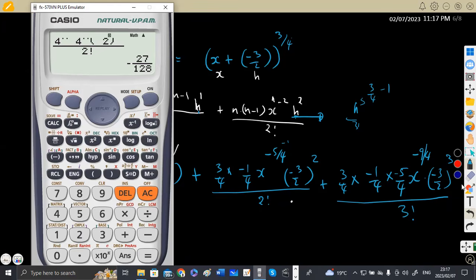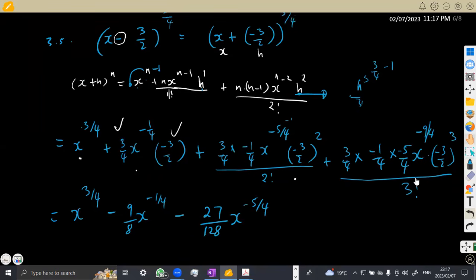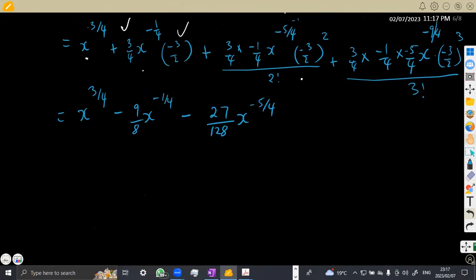All right, so we are going to obtain negative 27 over 128. Okay, then x is still at negative 5 over 4. So you can just write it as it is. All right, we move on to the other part.